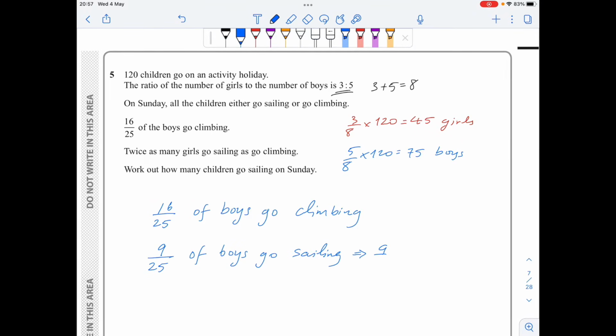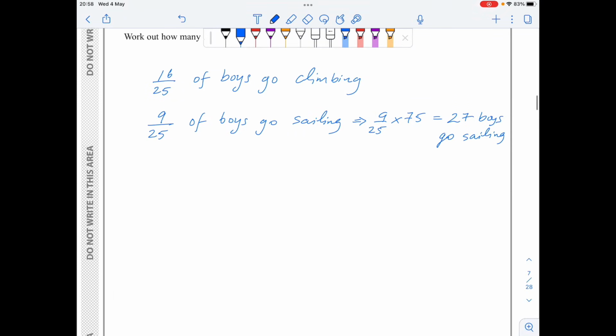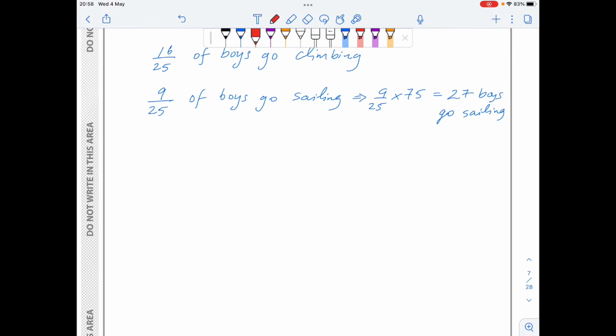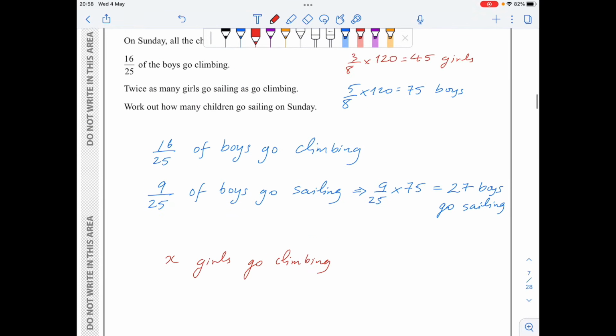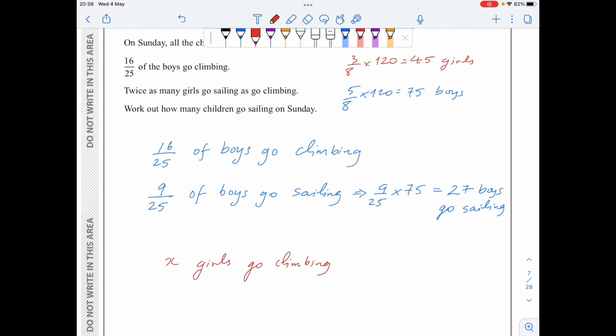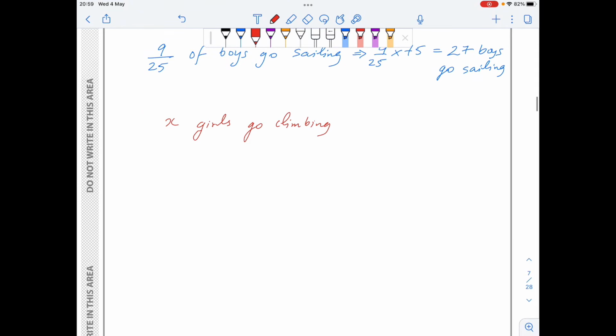Hence, 9 over 25 times 75, which is the number of boys, is equal to 27. These are the boys that go sailing. Now, let's have a look at the girls. X girls go climbing, which means that 2x go sailing, because we're being told that twice as many girls go sailing as go climbing. So in total, 3x girls equals 45.